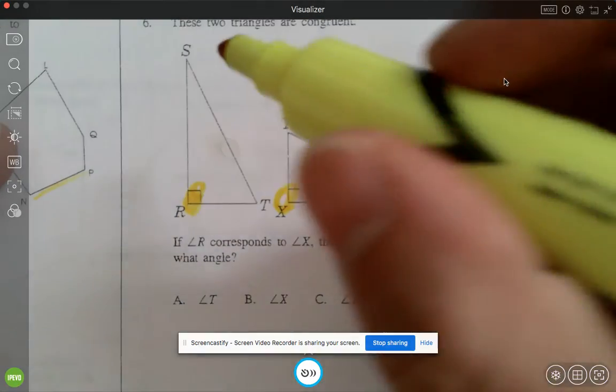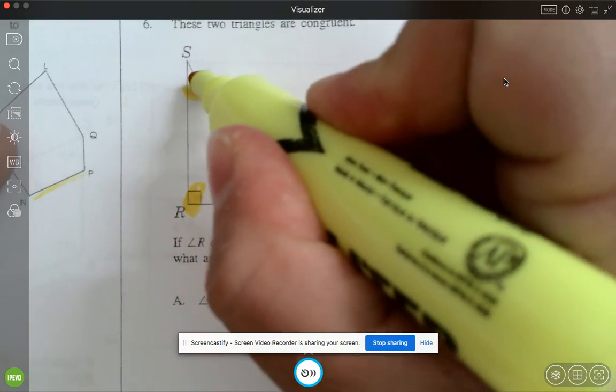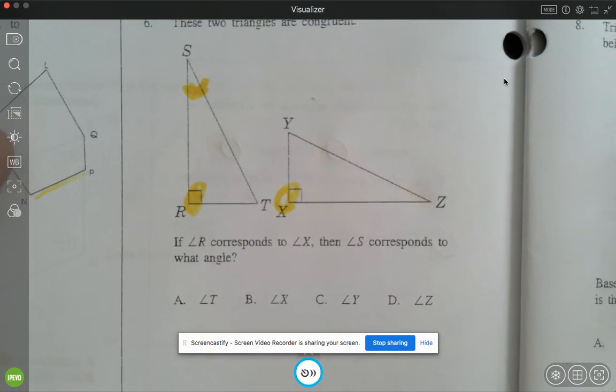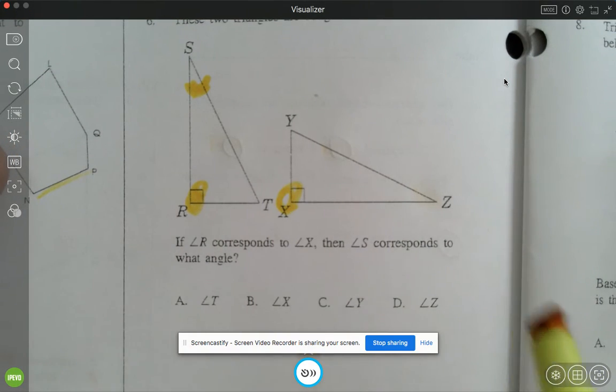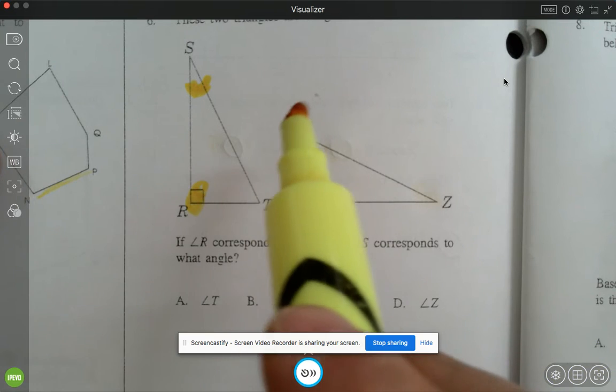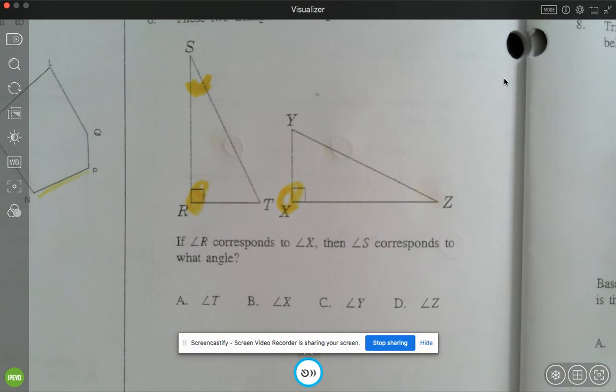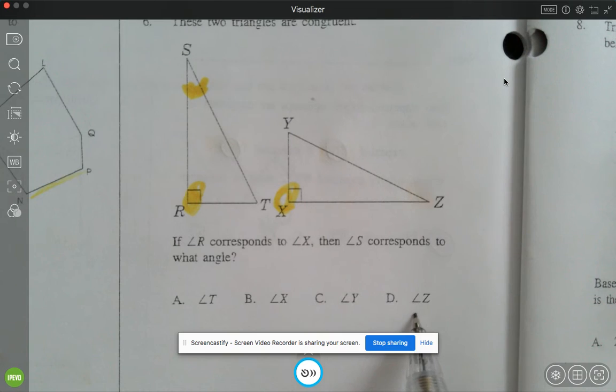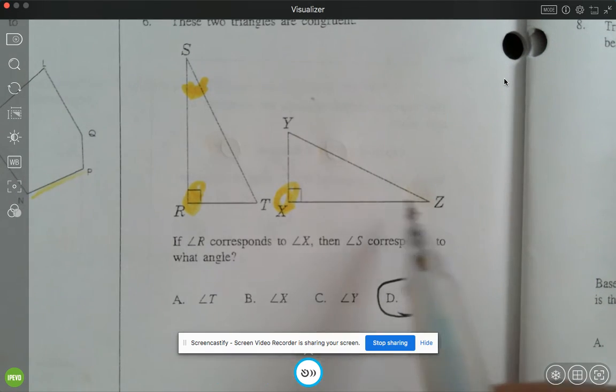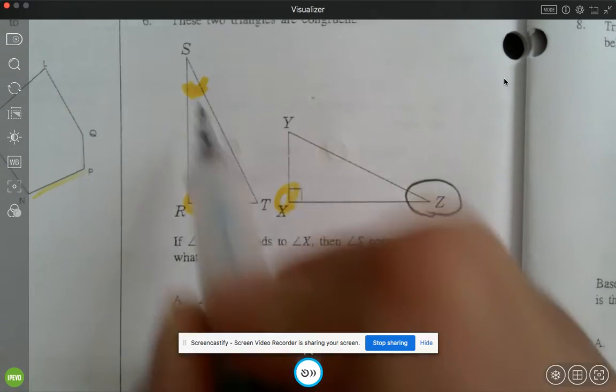Then S must correspond to what letter in the other one? I would say it's either W or Z. I'm sorry, excuse me, Y or Z. My bad, Y or Z. Which one do you think it corresponds to? Hopefully you put Z, right? Because these two seem to go together like this.